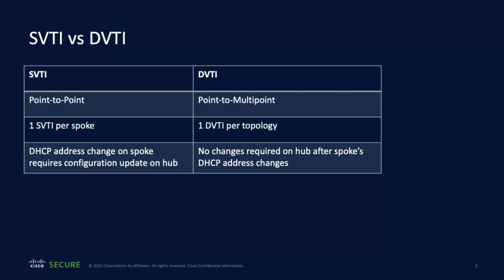Whenever we add a new spoke, we only need to configure the tunnel on the spoke without requiring any VPN configuration related changes on the hub. However, your routing and NAT configuration may require some changes depending upon the setup. Last, if a spoke is using a DHCP address and the address changes, then in case of SVTI, we would need to update the IP address on the hub. However, with DVTIs, there are no changes required on the hub. The spoke will initiate the tunnel using the new IP address and the old VPN tunnel will be deleted.